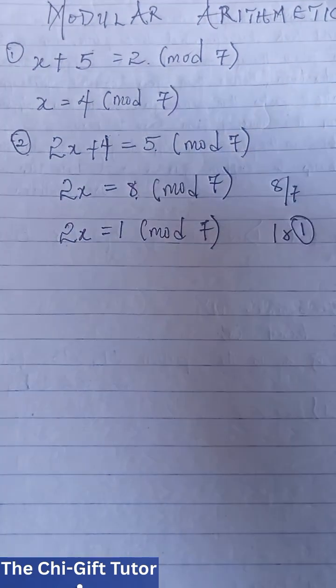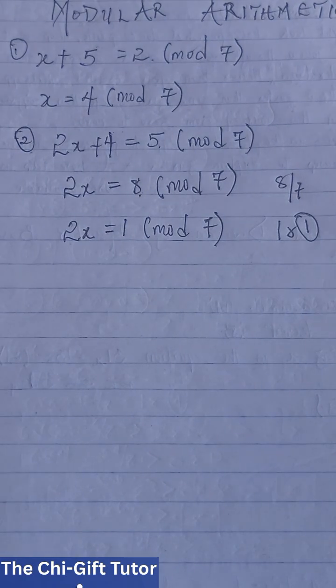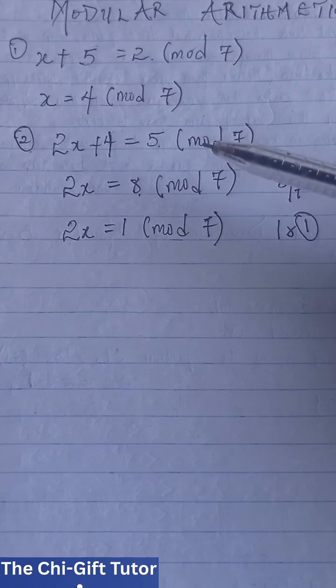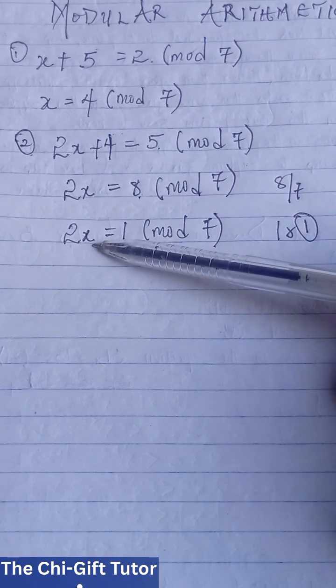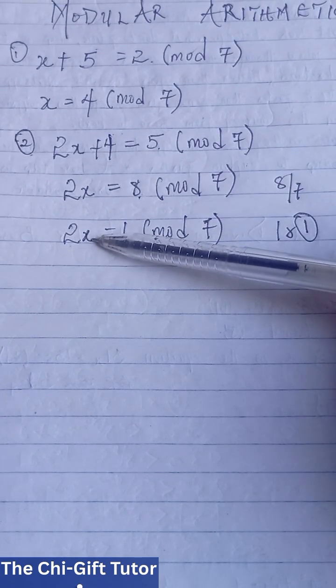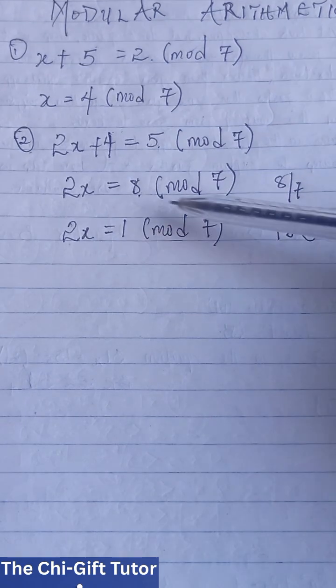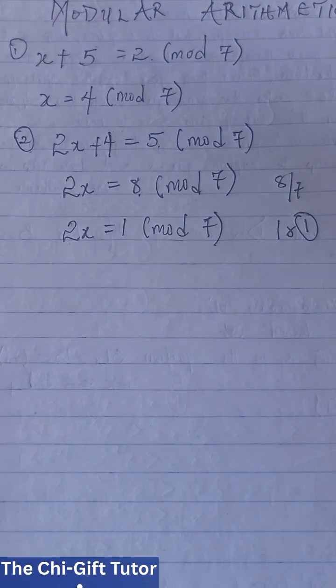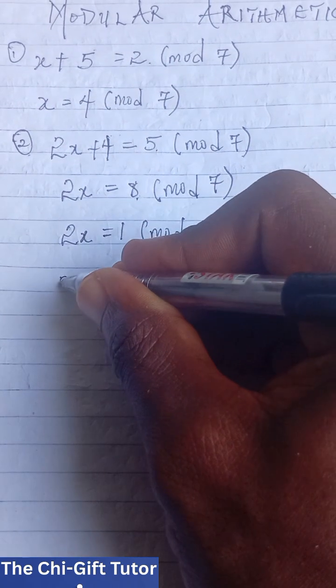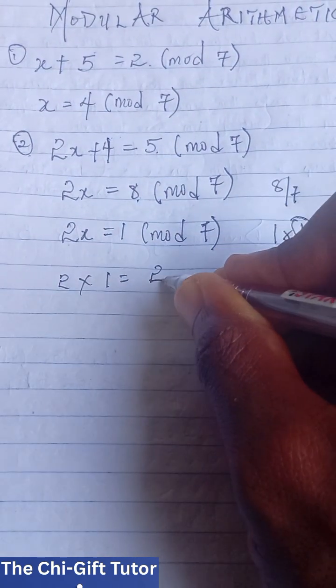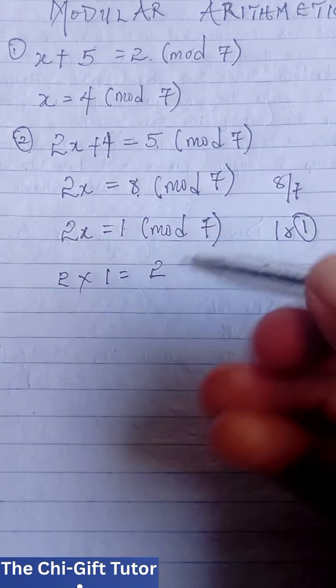Well, now note, this is not the final answer. The next thing we'll do should take our minds back to what we did yesterday. I'll look out for a number that, when I multiply it by 2, is going to give me 1 in mod 7. So it's a trial and error method like we did yesterday. So start again. 2 times 1 will give us 2. You can see it's not 1, so try the next one.